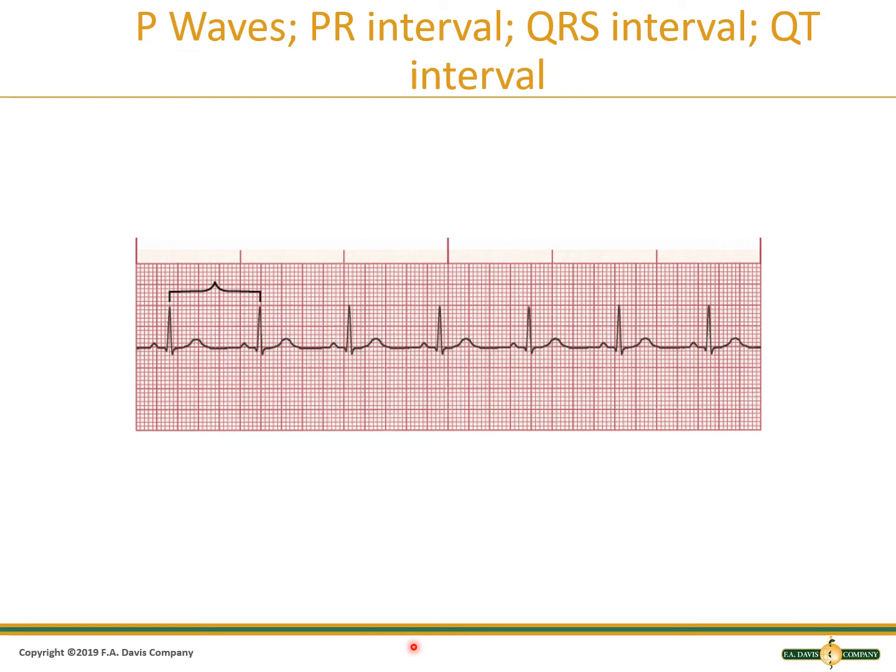The fourth step is to measure the PR intervals and determine if they are normal, that is within the range of 0.12 to 0.20 seconds and constant. If the intervals vary, then we need to note whether there is a pattern to the variation. Remember, the PR interval is from the beginning of the P wave to the beginning of the QRS complex.